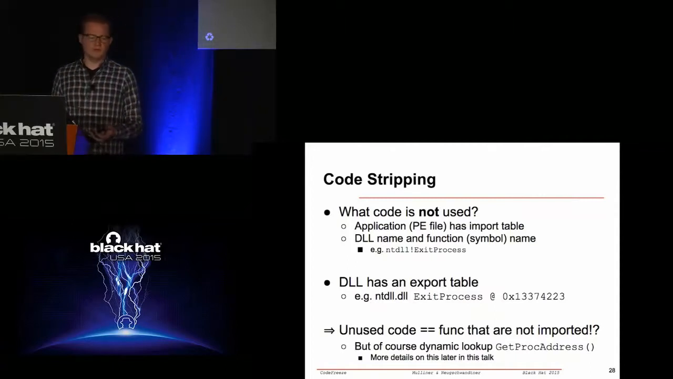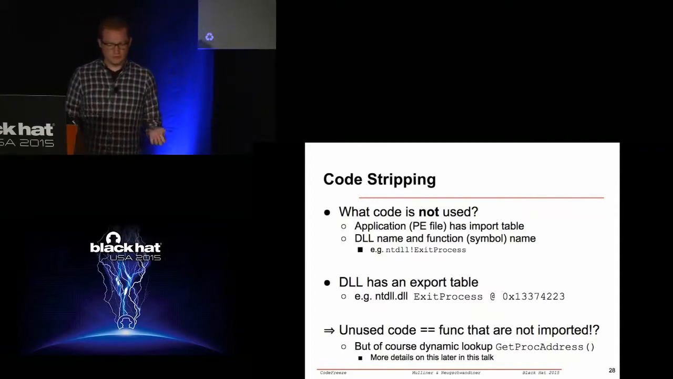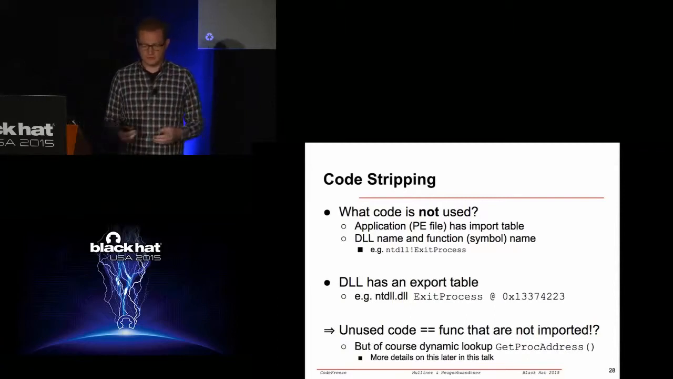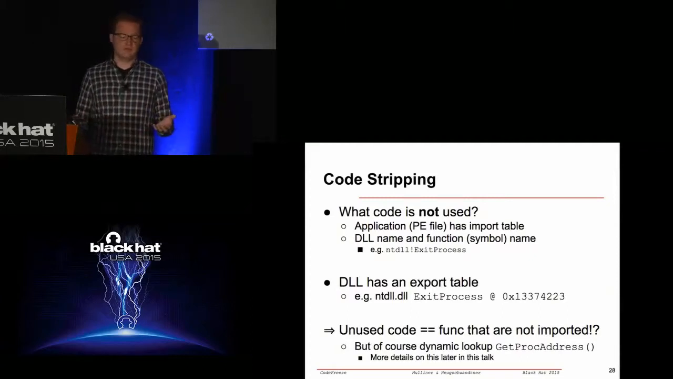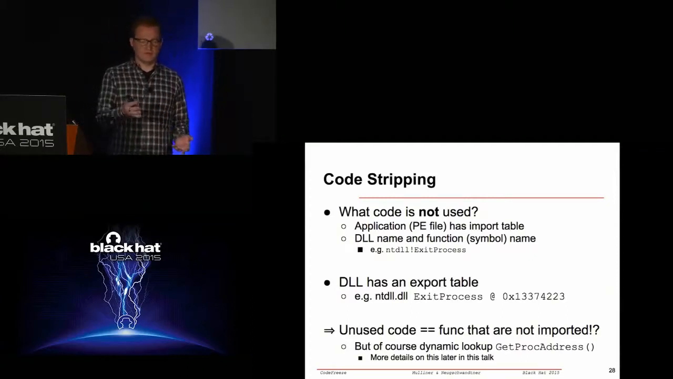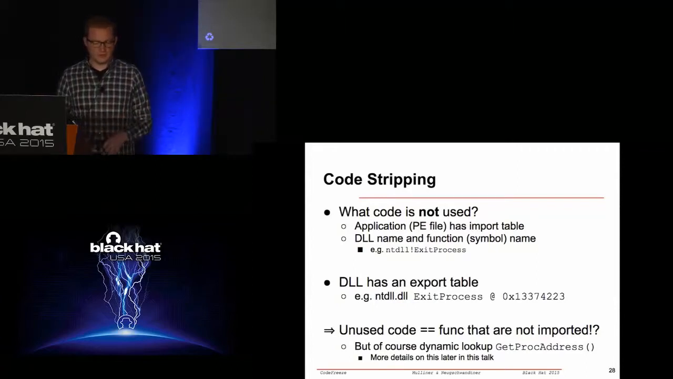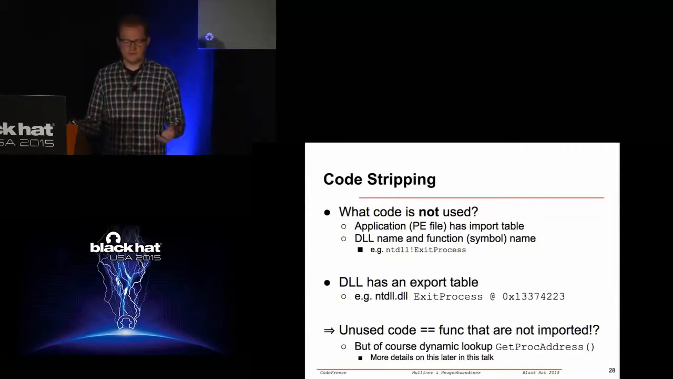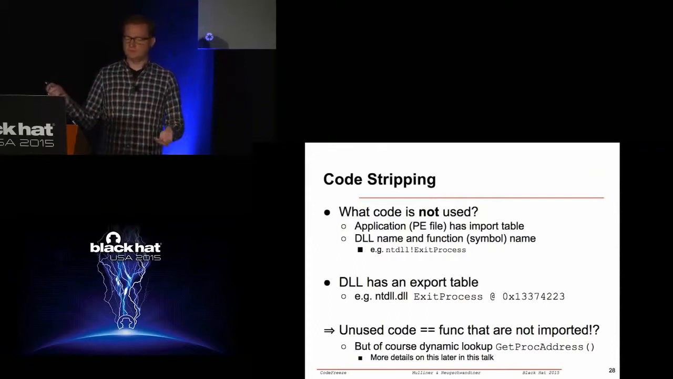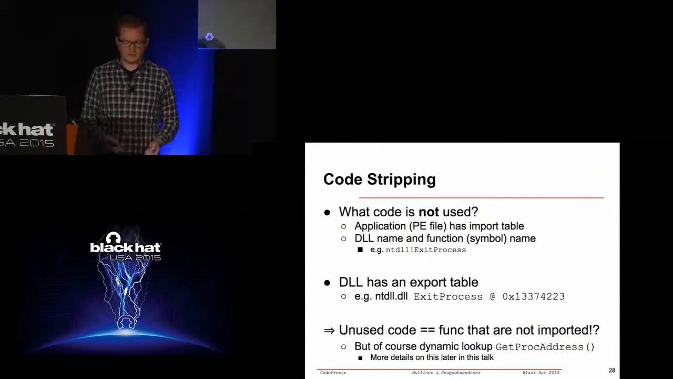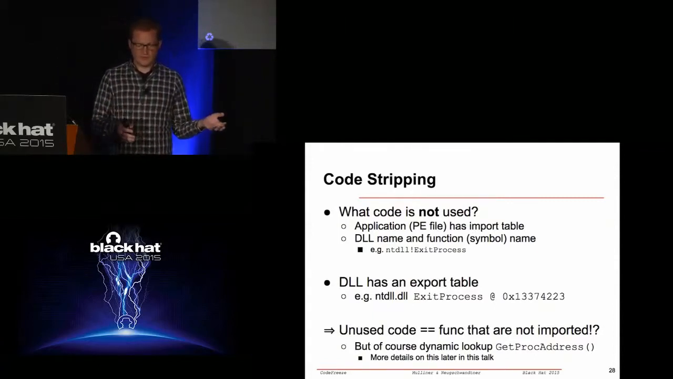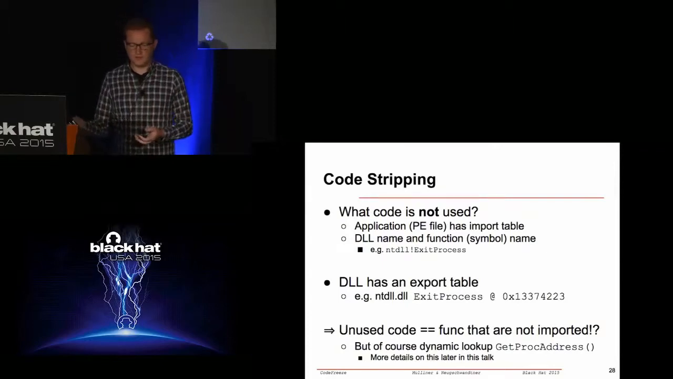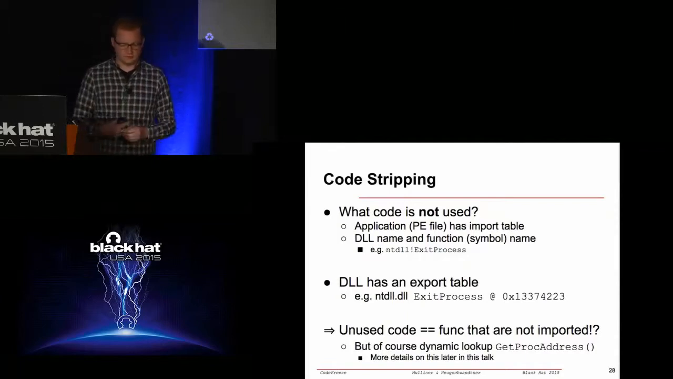So if we want to remove code that is not used, we first have to find out what code is actually used by an application. Applications, or PE files, have an import table. You say we use this function from this library and that function from that library. And obviously DLLs have export tables where they say I have this function at this address in the file. If you look at the basic thing, unused code is functionality that is not imported by the main executable file.